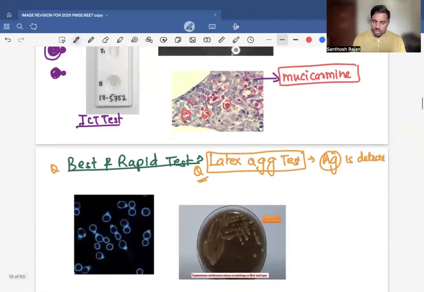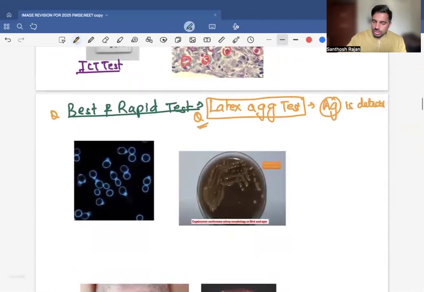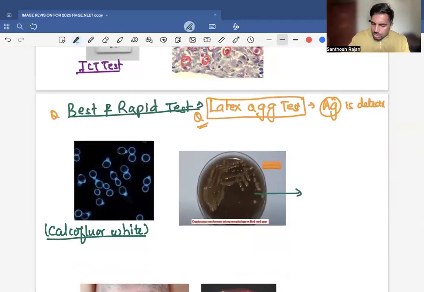Okay, that's all. Now, look at this one. Among other tests, this is a fluorescent stain, again calcofluor white. Calcofluor white we can use for any fungi, so you can use it here. So you get a picture like this. It's typical. And this is a very less asked question, but you never know.